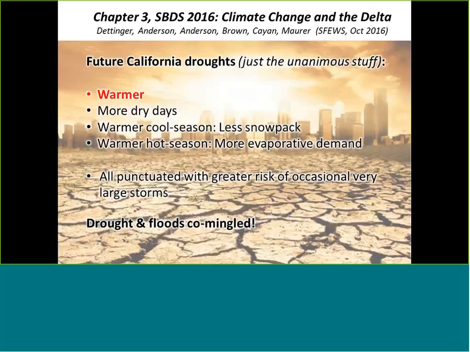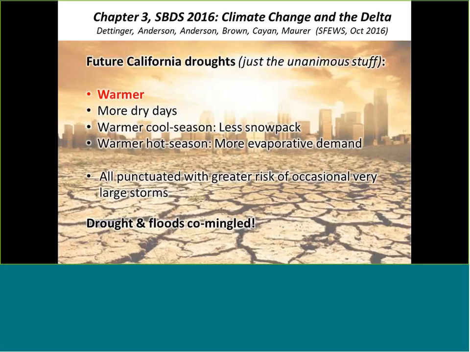In the interest of time, as I said, I want to dive into this drought. But first, this is the more or less unanimous stuff in current projections of climate change as relates to drought. Warmer, no big surprise, I hope. More dry days, as I just said. With the warmer cool season, we see less snowpack as a result of warmer, and it's not so unanimous how much lack of precipitation feeds into that.